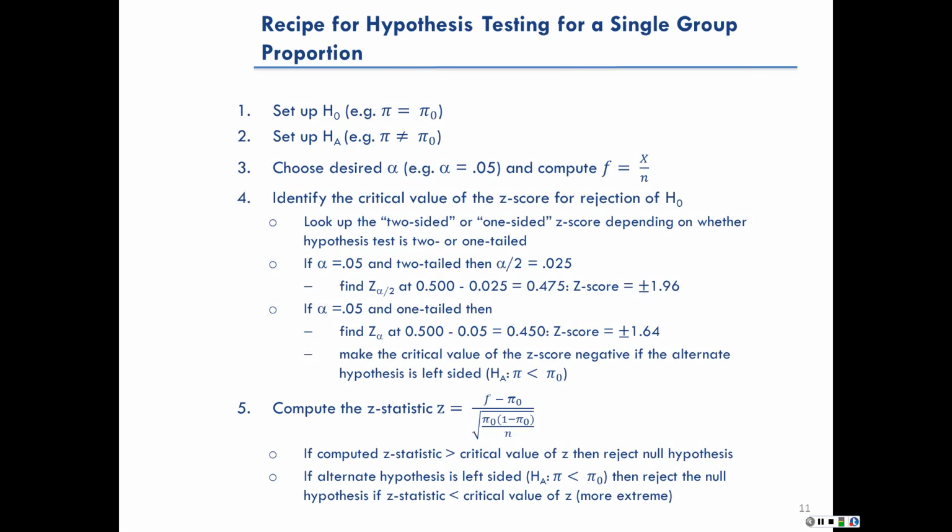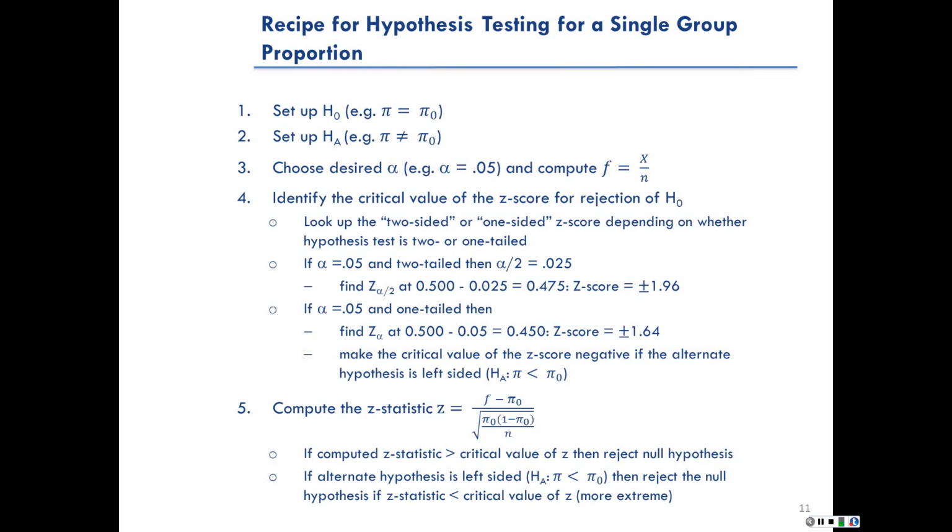So if alpha is 0.05 and it's two-tailed, then you find z for alpha at 0.025, and that corresponding z-score would be plus or minus 1.96. If alpha were equal to 0.05 and you're doing a one-tailed test, then you're finding z for alpha at 0.05, and that z-score is plus or minus 1.64. Also note that you want to make the critical value of the z-score negative if your alternate hypothesis is left-sided, meaning that the proportion you're finding in the population is less than the previously assumed population proportion.